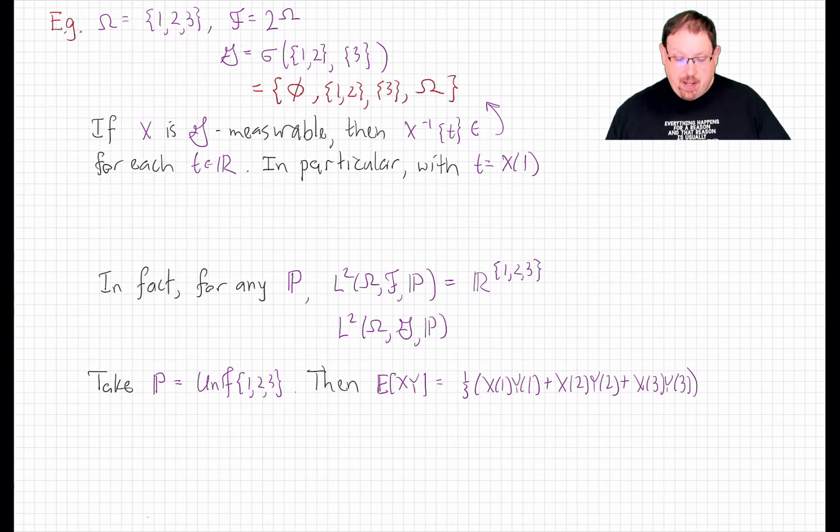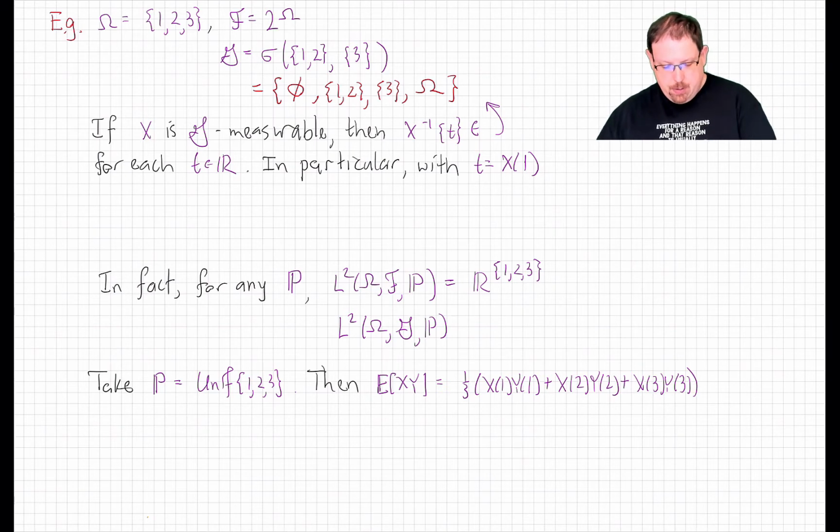Now, for any finite measure that I want to put on this probability space, L2, L1, LP, they're all going to be the same, just the set of all measurable functions. So on the full space, where we have all subsets allowed, measurable functions are just all functions. L2 of this space with respect to any finite measure is just going to be the set of all functions from 1, 2, 3 into the reals, which means R^3. It's the set of all triples of real numbers.